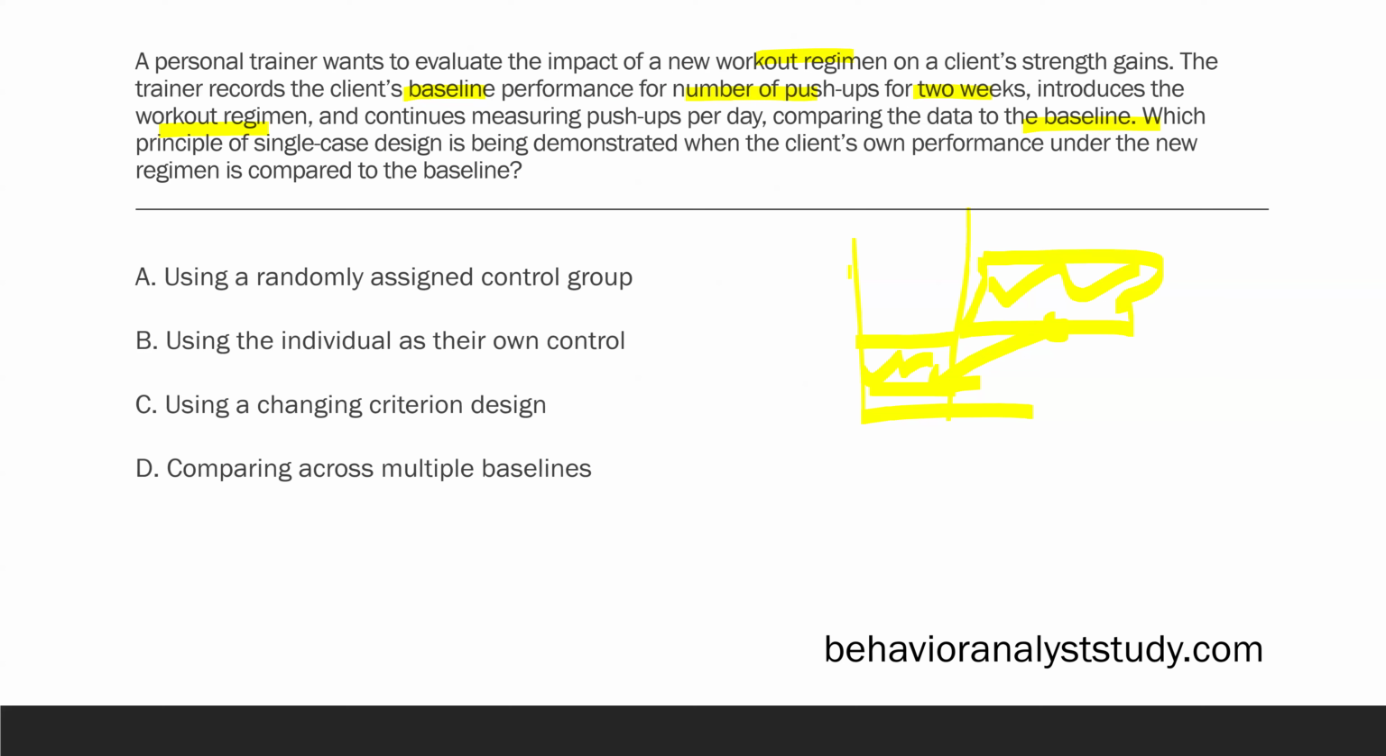C, using a changing criterion design. It doesn't appear to be a changing criterion design, although it doesn't specify. We don't have enough evidence that C could be the answer. D, comparing across multiple baselines. We know we're not looking at multiple baselines, right? We have one baseline, one participant or one client, and we're using that client or individual or participant as their own control. That is the principle of single case design that is demonstrated here.